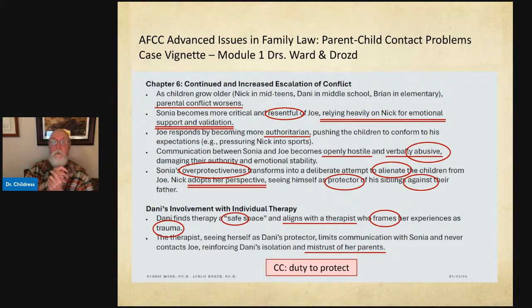Joe responds by becoming more authoritarian. He's trying to take control of the situation. Things are spiraling out of control, and he's a masculine man, so he's a police officer. He's trying to take control of the situation, pushing his children. Okay, he's trying to find a way to navigate this, pushing the children to conform to his expectations. That's a biased presentation of the father's position. I would question whoever wrote this as to whether or not they have a balanced perspective of the situation.